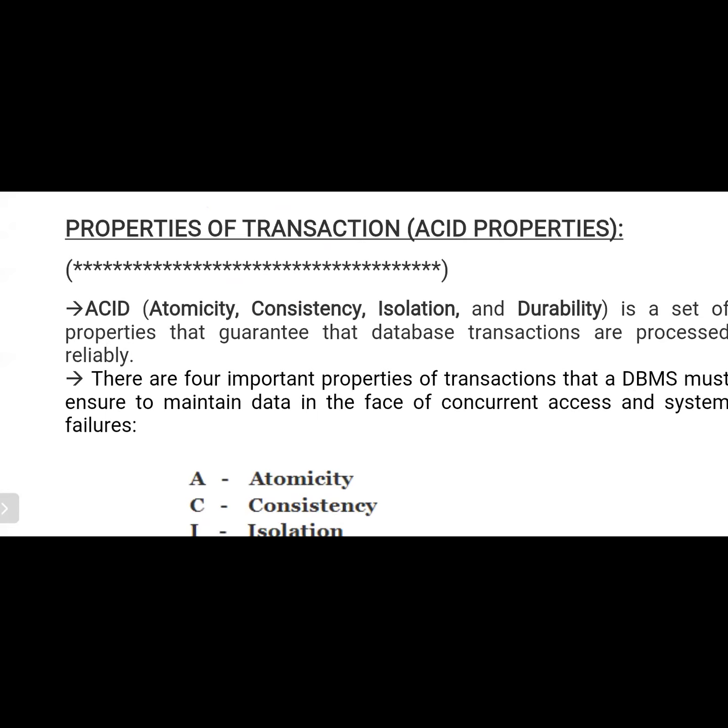Another one is the properties of transactions. What are the properties of transactions? This is a very important question from the exam point of view. Don't forget this, because from each and every unit, 2 questions are asked. Am I right? The first question may be asked from this topic, that is, what are the properties of a transaction, or what are the ACID properties, or what is transaction management, like this.